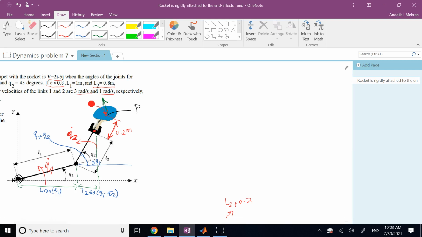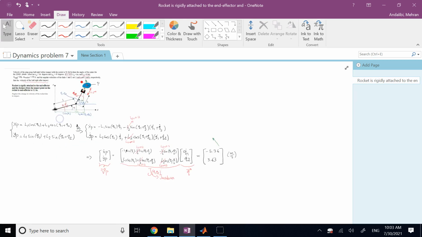Now that I know the velocity of the impact point before impact, I can say this is also the same as what? Velocity of the impact point after impact, right? Because I said neglect the change in velocity of the rocket due to impact. So this vector is the velocity of the rocket at the contact point, both before and after impact. So right now I'll concentrate all of my rocket at the impact point and consider it like a particle.